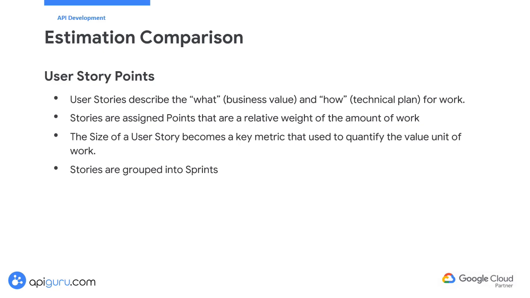It's important to note that these points signify the complexity of the work rather than the actual hours or days required to complete it, which would be a unit of effort. Thus, the size of a user story becomes a crucial metric for quantifying work. For instance, if your sprint includes 5 user stories, each valued at 3 points, you will have 15 points for that sprint. While this figure may not be meaningful, tracking it over time can reveal valuable trends.